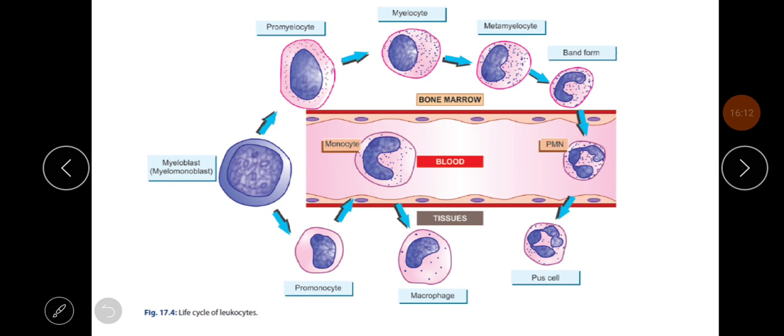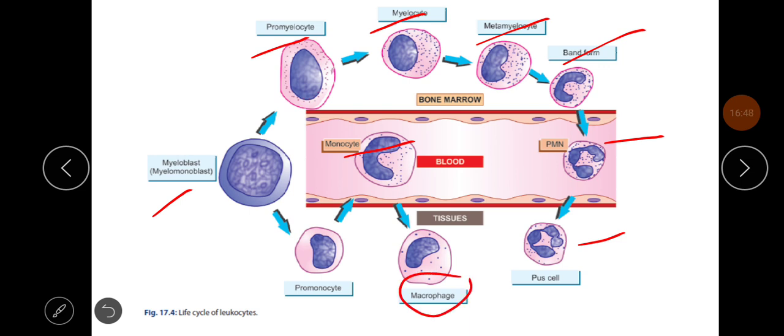So this is showing the life cycle of the neutrophils, where they form promyelocytes, myelocytes, metamyelocytes, and band forms in the bone marrow. Then in the circulation, they circulate as polymorphonuclear cells. In the tissue, they become pus cells. Whereas the monocytes develop in the bone marrow from the promonocytes, so they get converted into monocytes, and when they enter the tissue, they get converted into macrophages.